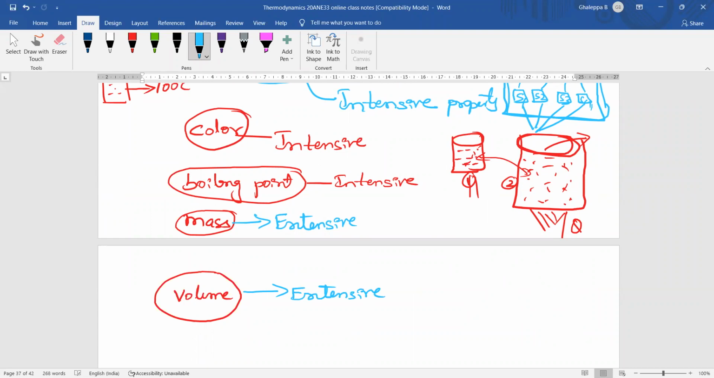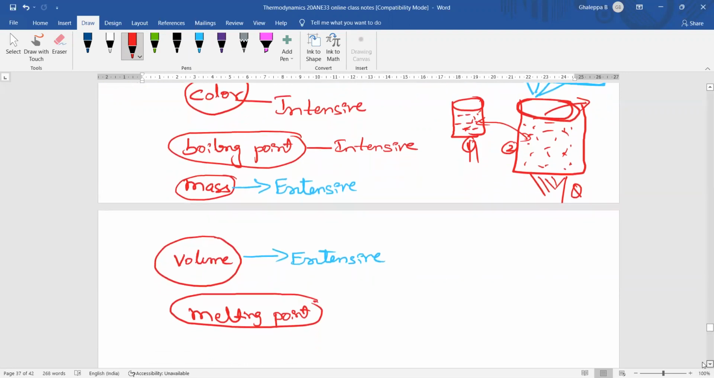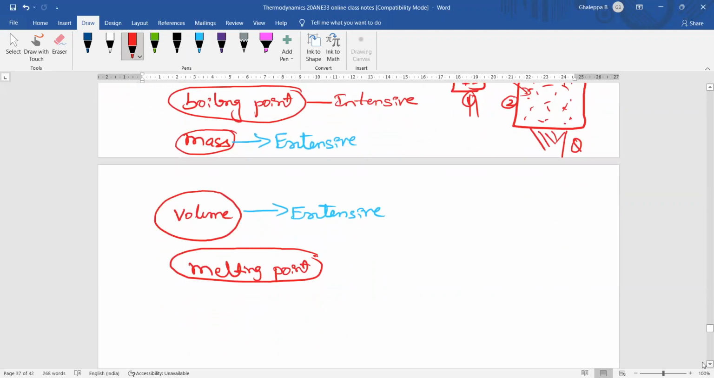Extensive. Okay, I will give an example. You tell me whether it is dependent on mass or independent of mass. So, melting point. What is melting point? The temperature at which the substance will melt, from solid to liquid. So is melting point dependent on mass or independent of mass? Dependent on mass. How is it dependent on mass? For example, you need a mass to melt an object.